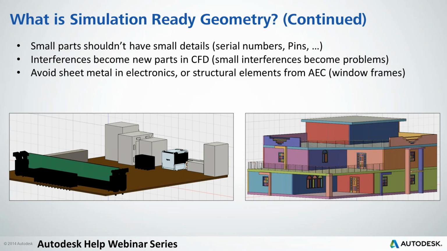I also have over on my electronics model here the pins that are protruding through the board. Those aren't necessary for CFD. That's because we put together an assembly of some complex parts. Always remove all of those fine details that really aren't going to affect the flow and heat transfer.